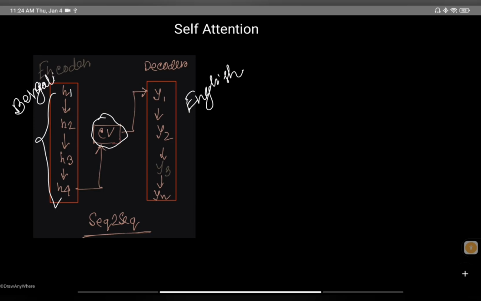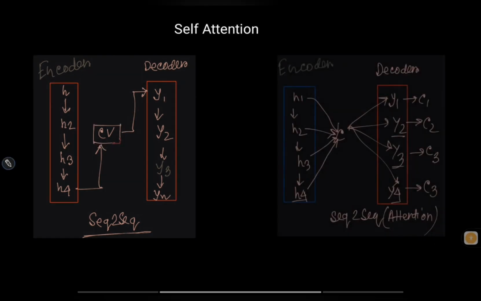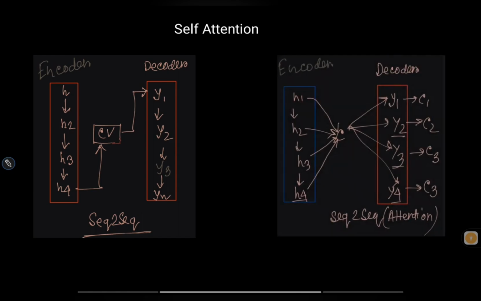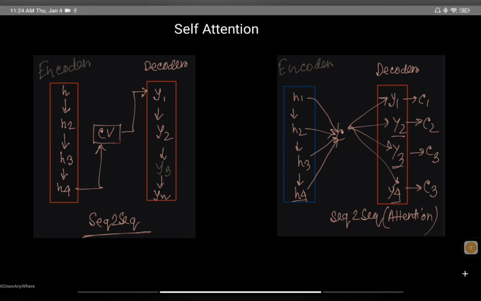Now to tackle this, we can make a few changes in this architecture. Instead of only depending on h4, we will also make all the other states from the encoder side available to the context vector. Along with that, we will also calculate an attention score. For example, when we are translating from one language to another, if a particular token like y2 has more emphasis on the hidden state associated with h3, then the attention score will be higher for h3 for y2.